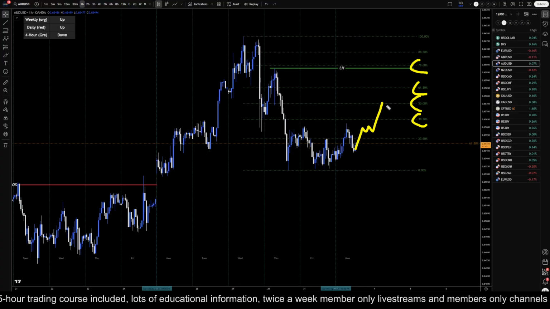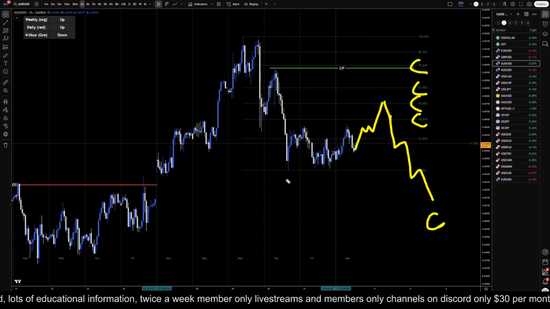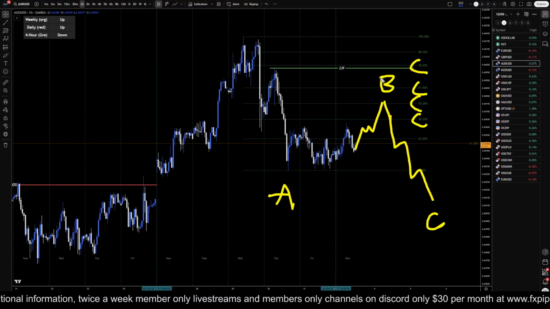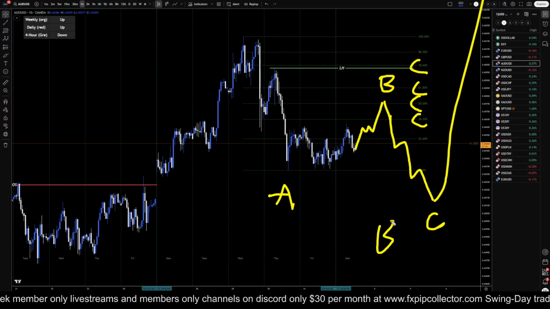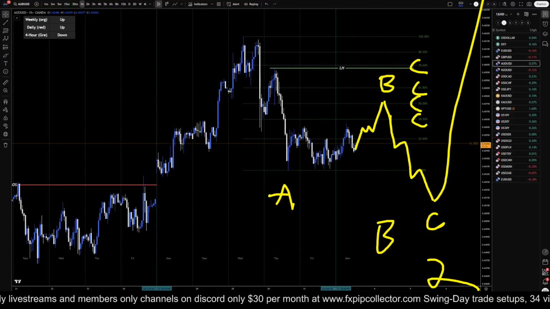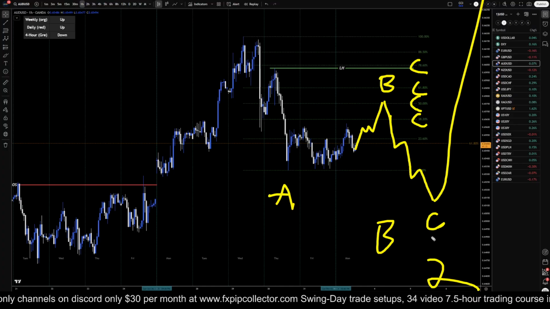If it goes up to one of these levels, makes an engulfing move to the downside, it possibly will go down for like a wave C, and this will likely be a three-wave pullback to the daily time frame uptrend for either a wave B or possibly a wave 2. Either way, it doesn't really matter because we would trade a wave B and a wave 2 exactly the same.